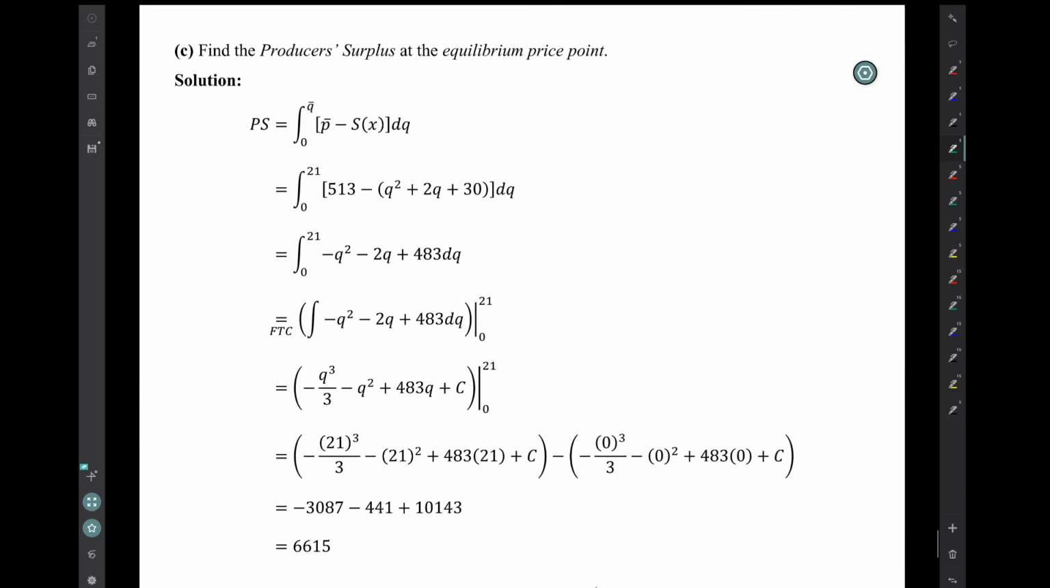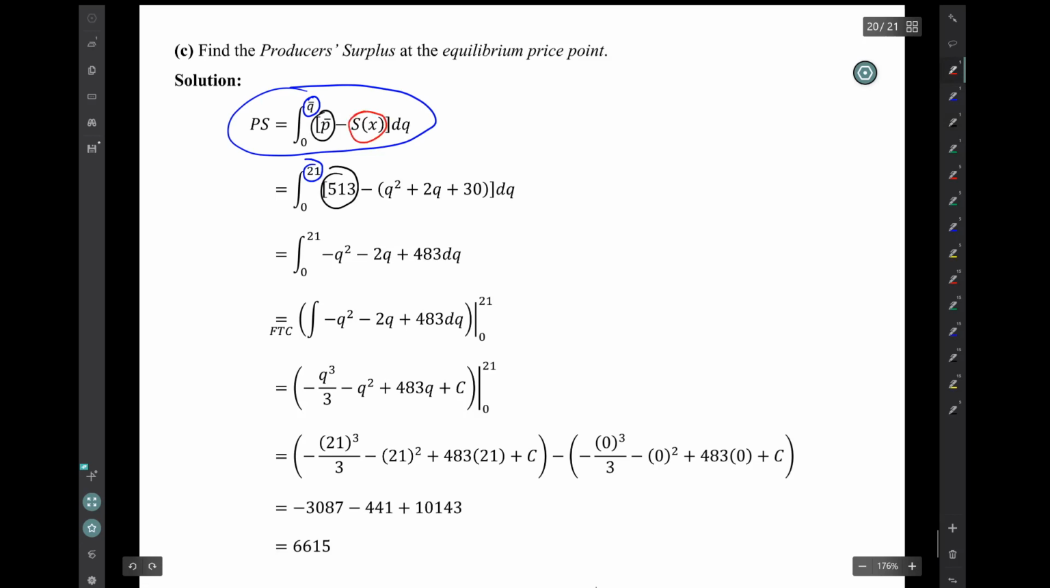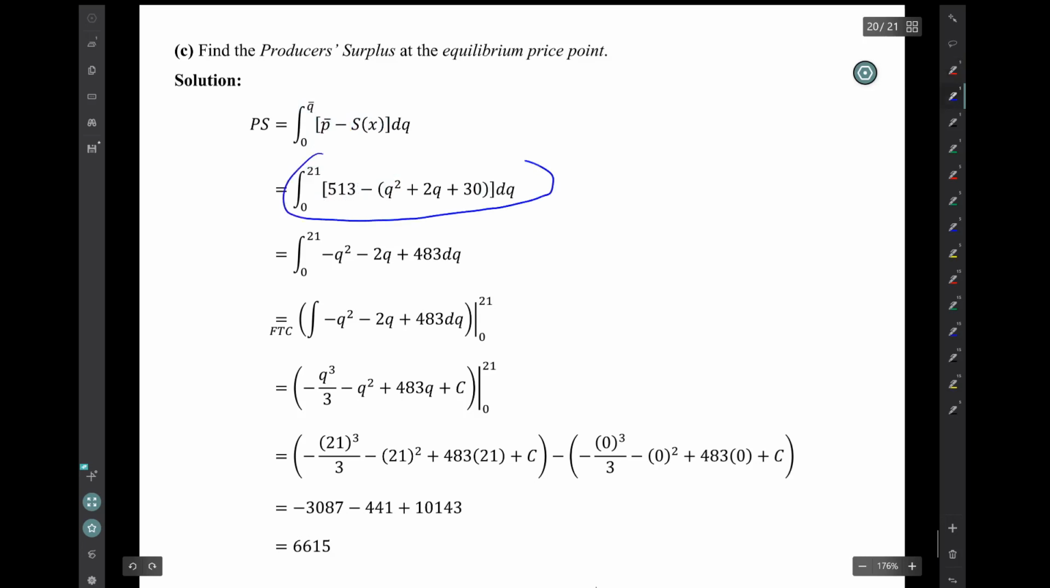Question C, find the producer's surplus at the equilibrium price point. Well, producer's surplus is given by this integral formula. We substitute in our value of the equilibrium quantity. Q bar is 21. We substitute in the value for the equilibrium price. P bar is 513. We substitute in the formula for the supply price function. That's this quadratic function. We end up with this definite integral. We do all the usual steps, and we end up with this answer. The producer's surplus is 66.15.